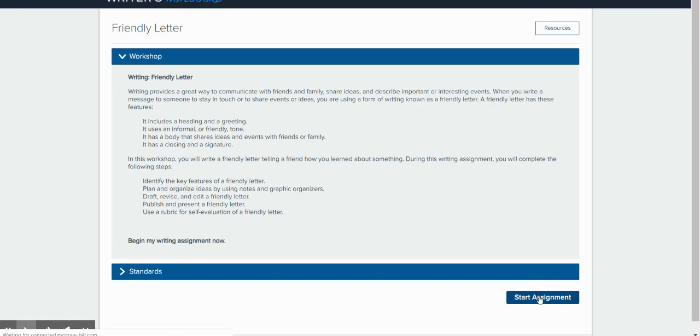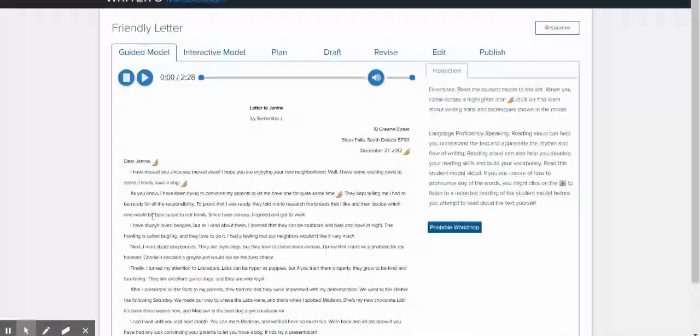Start assignment. And if you started the assignment, I think it's going to pick up where you left off. So the guided model, this is what you had to do yesterday, Monday. Today, you're going to go work on the interactive model. However, you have to make sure that you understand all the aspects of the guided model, okay?